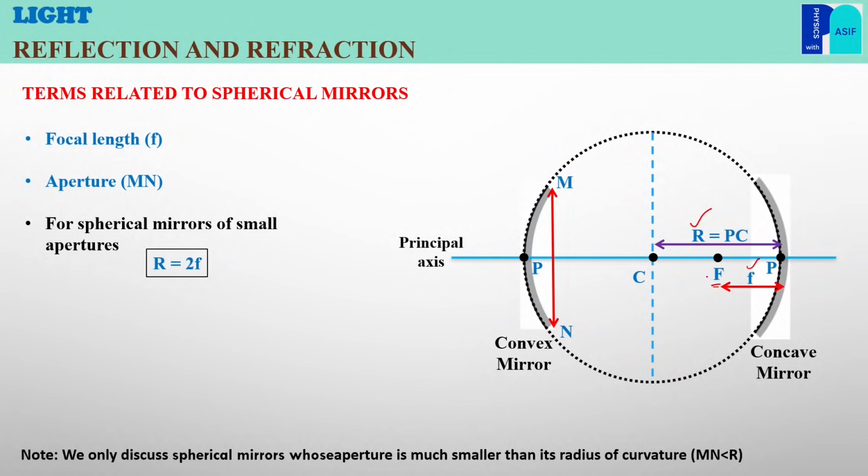So these are all the 7 different terms that are related to spherical mirrors, and we'll be using these terms most frequently in image formation by spherical mirrors, or in the representation of the images by using ray diagrams in the case of spherical mirrors.